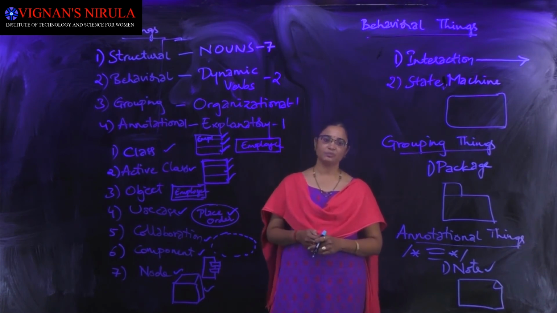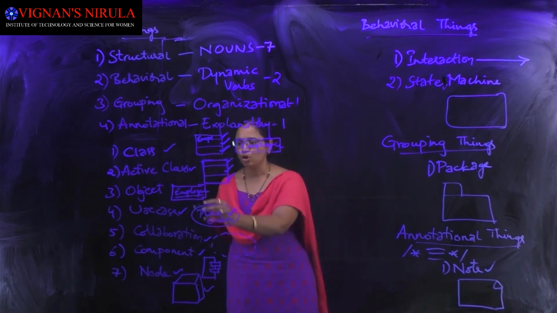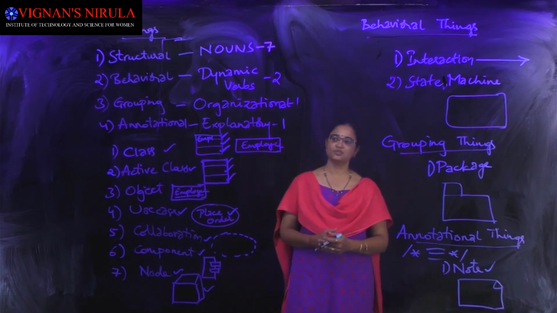There are 7 types of elements in the structural things. Those are class, active class, object, use case, collaboration, component, and node. These are the 7 elements which are used to represent the structural elements of the UML.